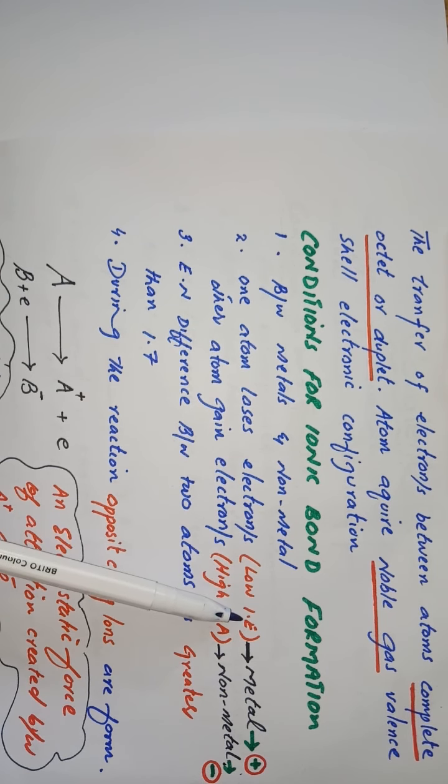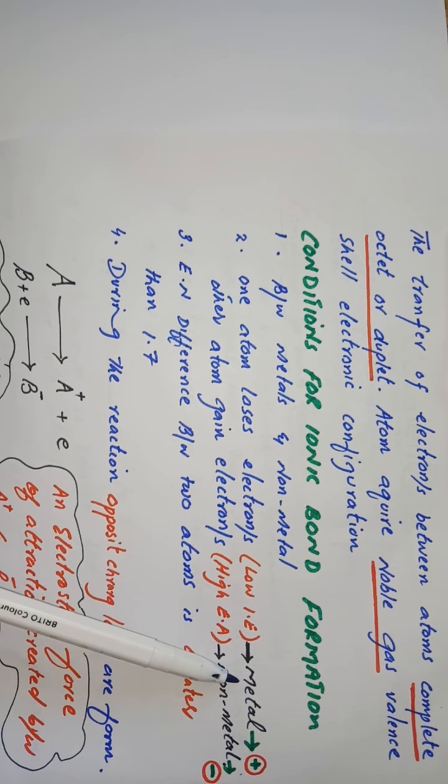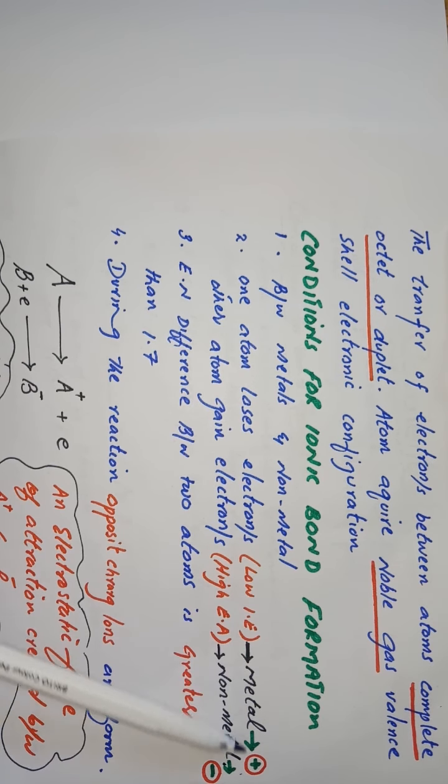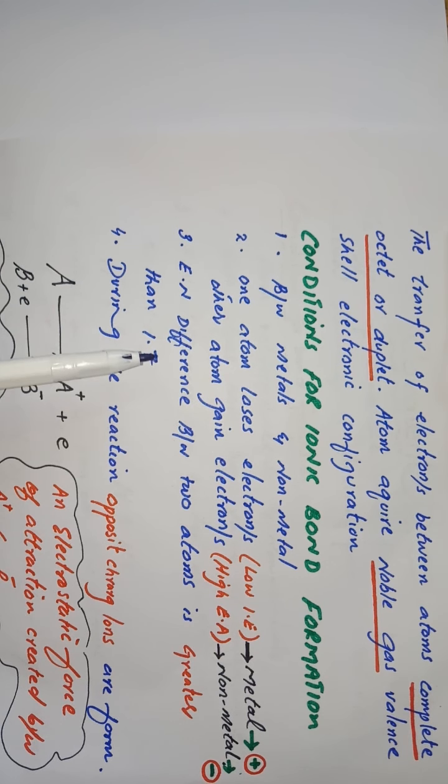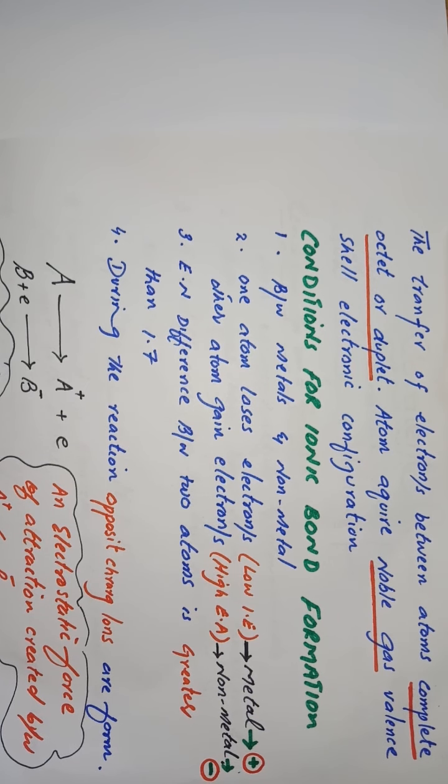One atom loses electrons. It will have low ionization energy. Such atom is an atom of metal, and after losing electron, it will form a cation. The other atom gains electron; it will have high electron affinity. It will be a non-metal, and after gaining electron, it will form an anion, a negative charged ion. The electronegativity difference between two atoms is greater than 1.7. When we calculate the electronegativity difference between two bonded atoms, the difference will be more than 1.7.